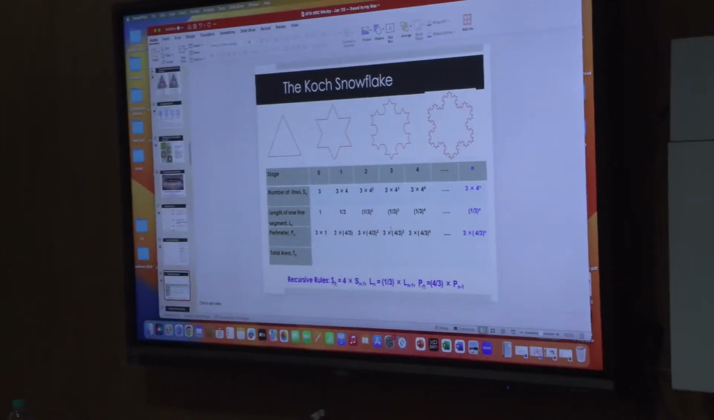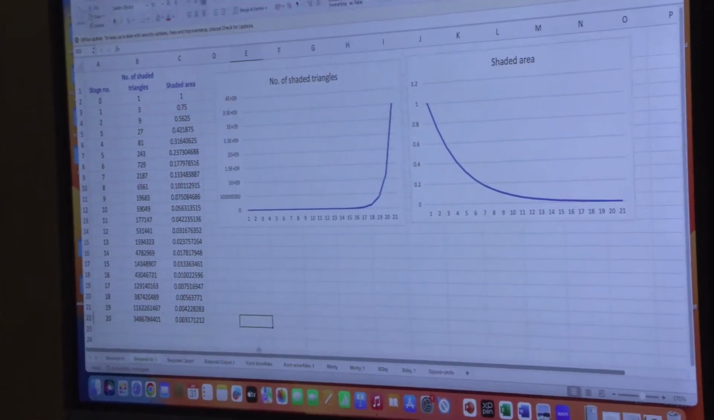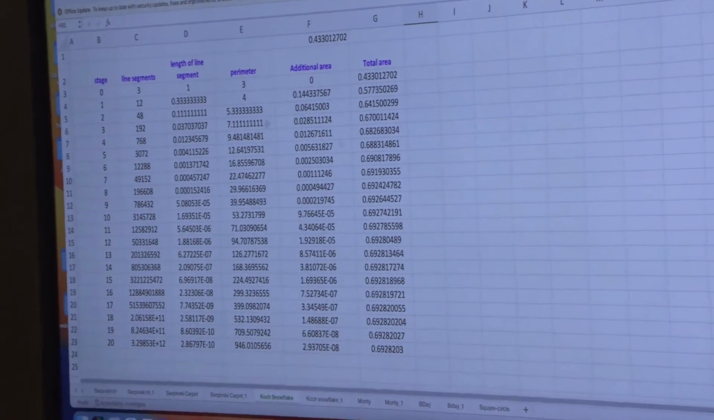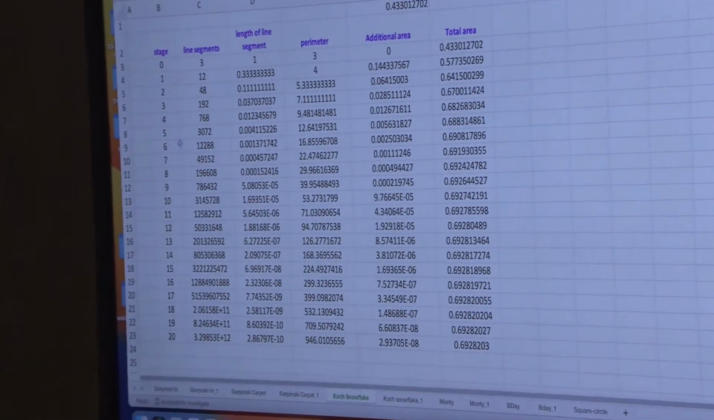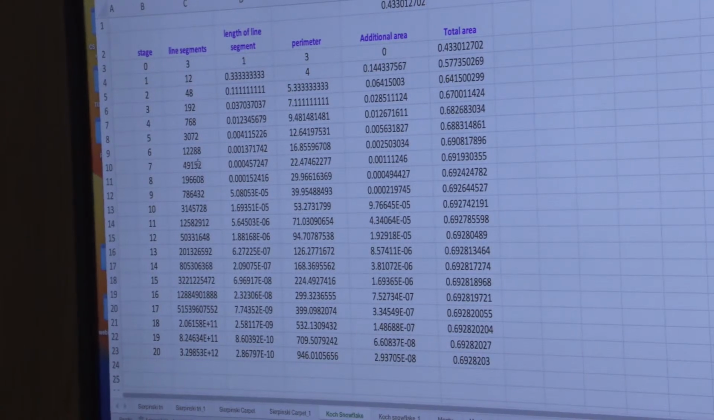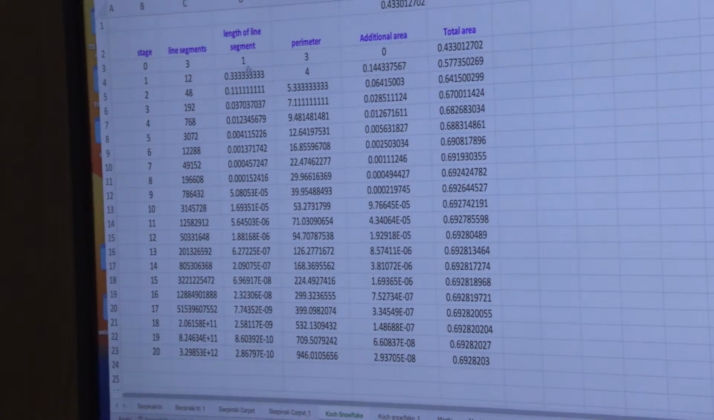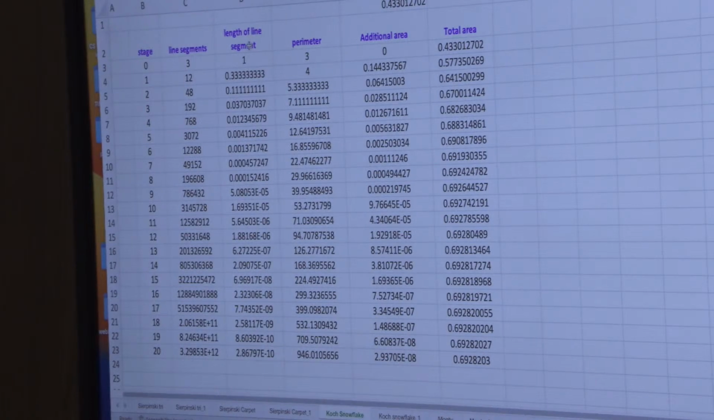So let's look at the spreadsheet where this has been done. This is the entire data up to stage 20. So how many line segments? This obviously grows fast: 3, 12, 48 is 3 into 4 raised to the power n. The length of one line segment at each stage is decreasing.